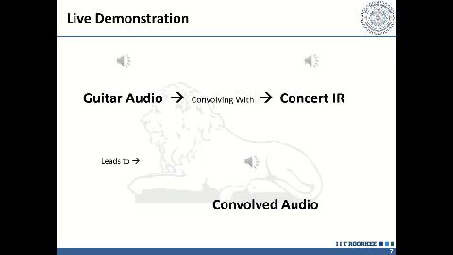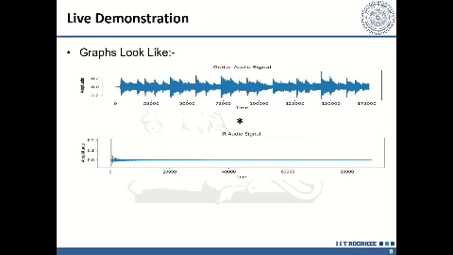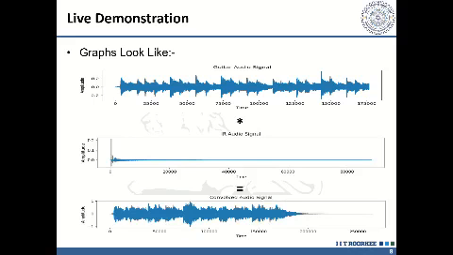In the form of graphs or signals, it looks something like this. This was our original guitar audio signal as recorded by me in my room. This, when convolved with our impulse response recorded in our concert hall setting, results in a convolved audio signal. As can be seen, this is our original audio and this is our final audio, which has some modifications as per our impulse response audio signal.